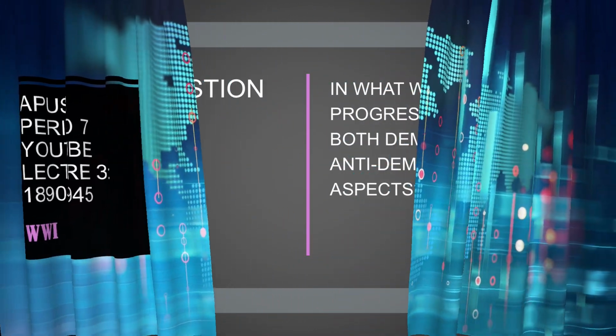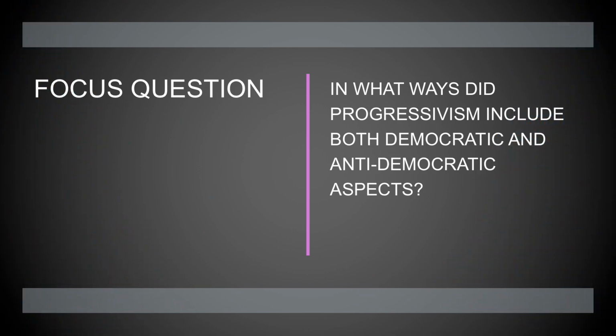Here is our focus question. Remember, I give you a focus question now for these periods. And this is the same one you'll have for every one you look at. In what ways did progressivism include both democratic and anti-democratic aspects?